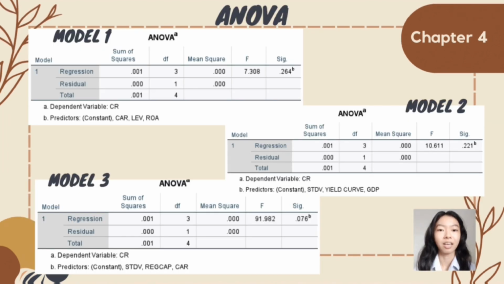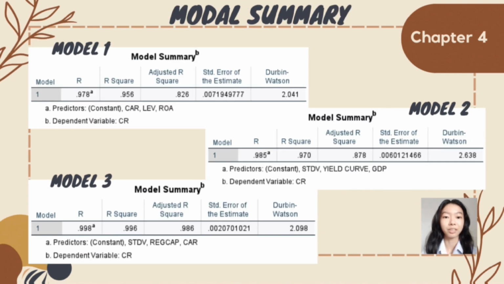In addition, the ANOVA result shows that only Model 3 is significant with a p-value of 0.076. Next, for the model summary, the highest adjusted R-square is Model 3, with 98.6% of credit risk explained by the independent variables.